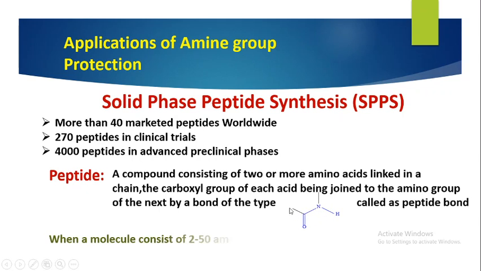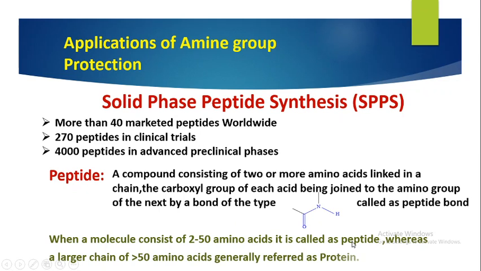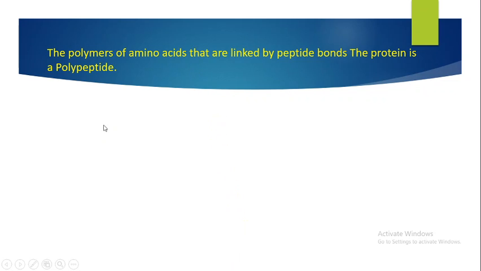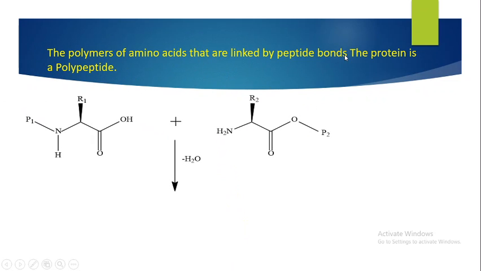And when a molecule consists of 2 to 50 amino acids, it is called a peptide, whereas a larger chain of greater than 50 amino acids is generally referred to as proteins. So the polymers of amino acids that are linked by peptide bond, the protein is a polypeptide. The coupling of two amino acids in a solution gives the peptide bond.